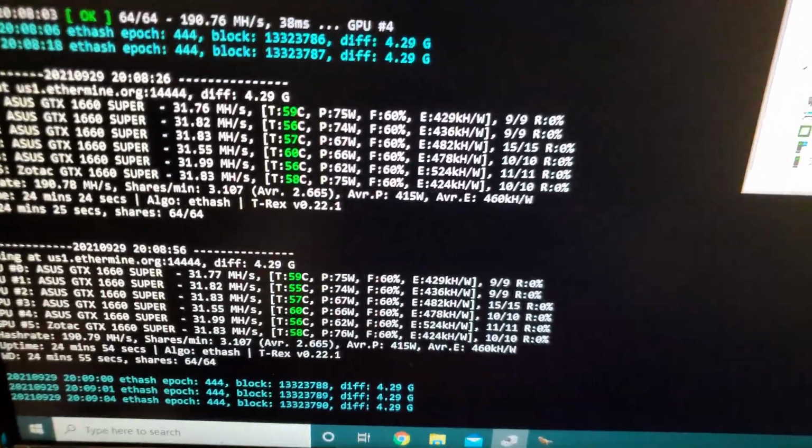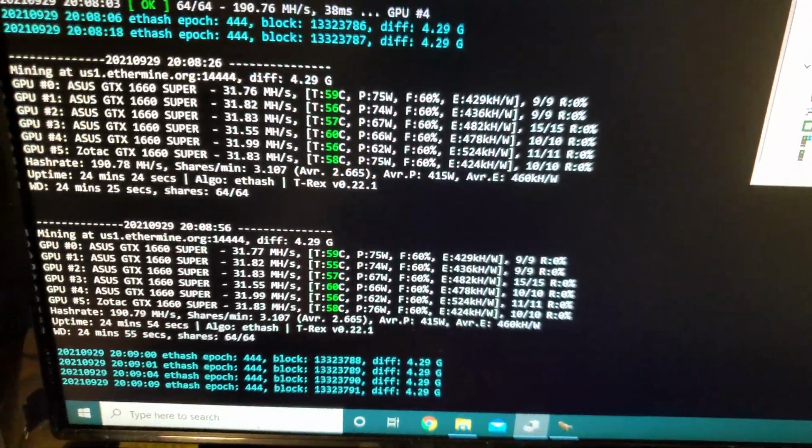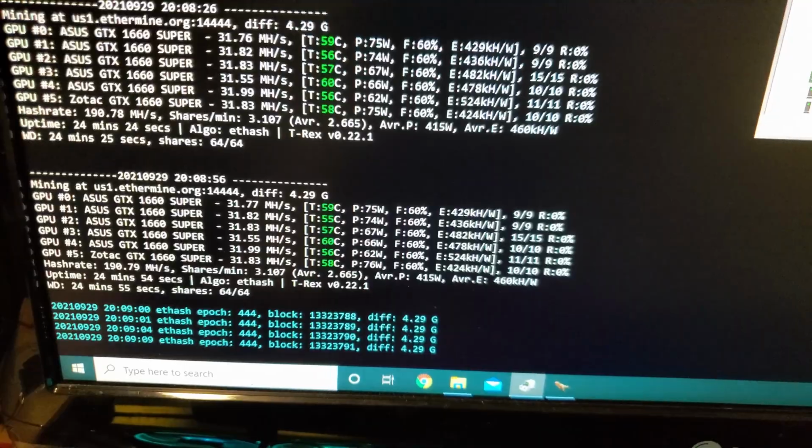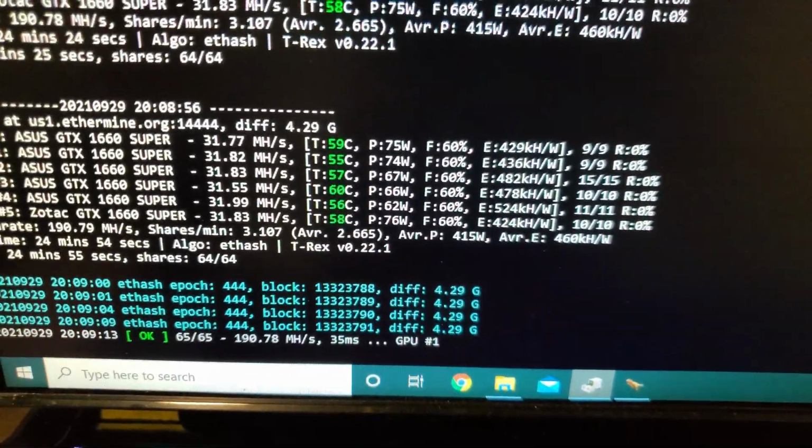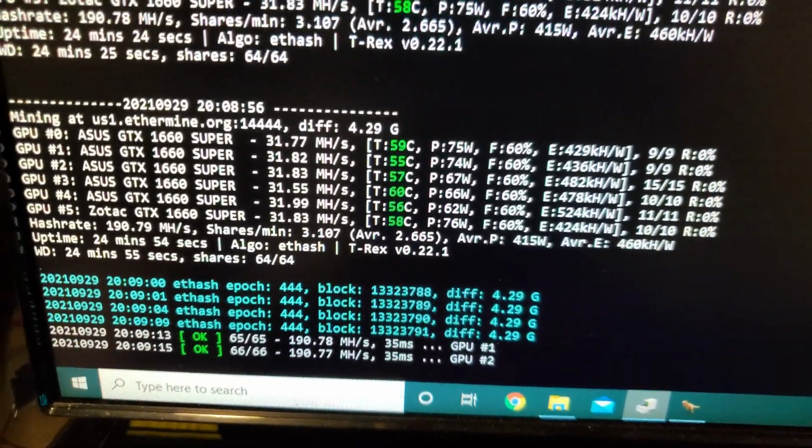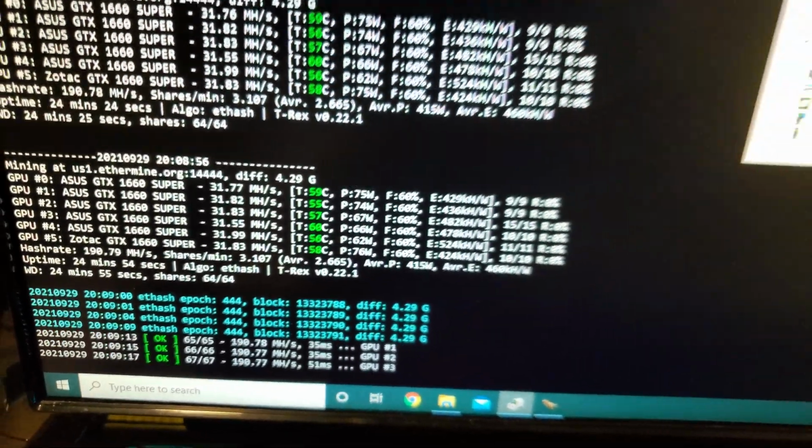I also ran the miner just to test it, make sure it was stable, and I got the same amount of megahash, and both those things check out. So I'm around the 190 mark, which was the case before, and it's been running for about 25 minutes with no issues.